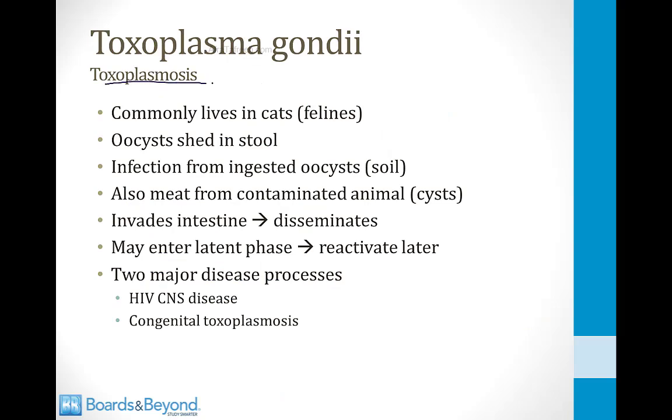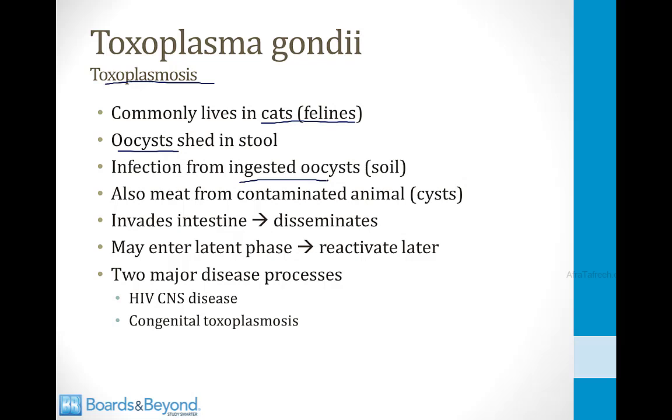This leads to toxoplasmosis. This is one of the central nervous system protozoal infections. Toxoplasma is commonly found in cats or felines, although it can also be found in other animals. And the animals that are infected will shed a form of the protozoa called an oocyst in the stool. And you can become infected if you accidentally consume those oocysts. For example, they're often found in the soil.